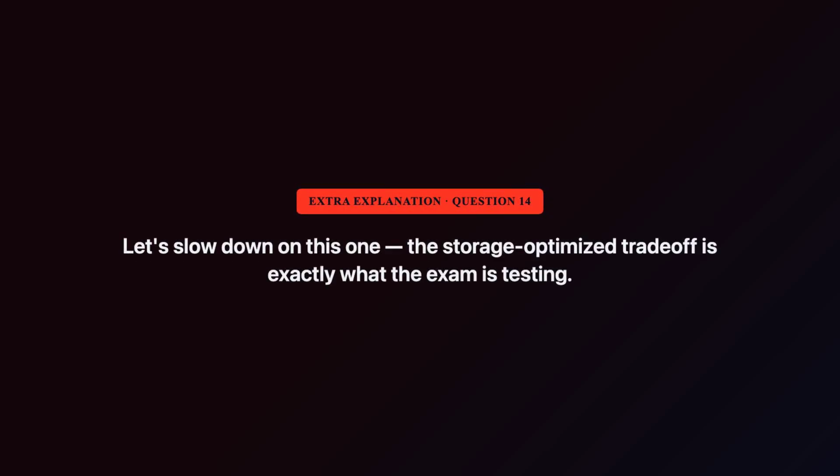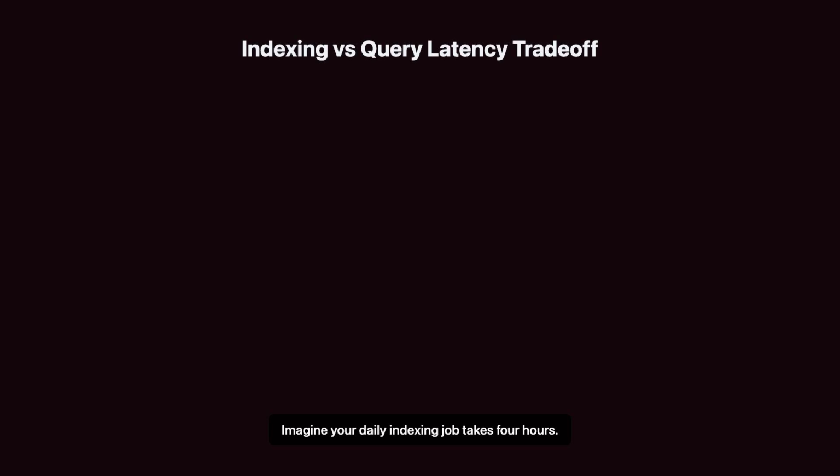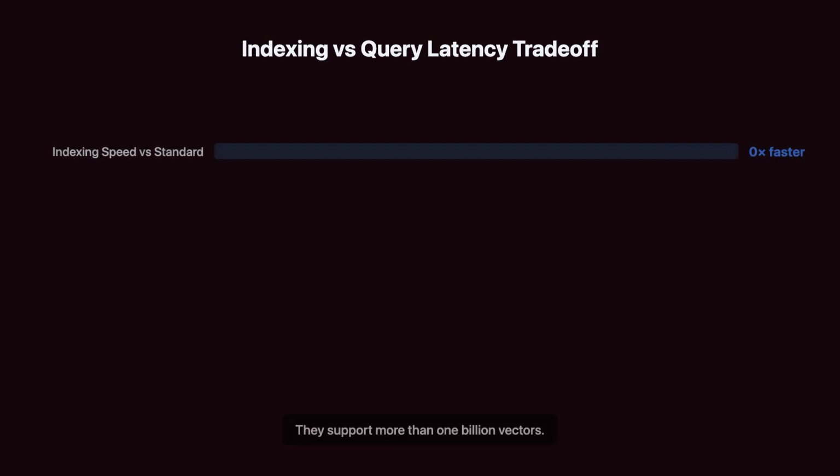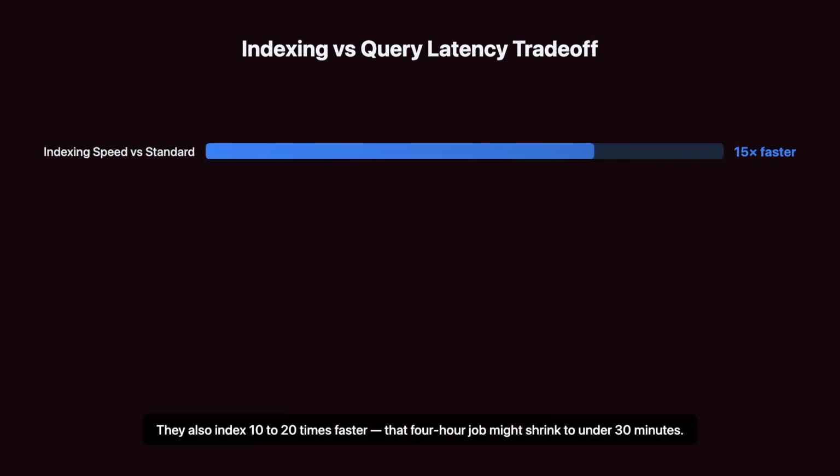Let's slow down on this one. The storage-optimized trade-off is exactly what the exam is testing. Imagine your daily indexing job takes 4 hours. That's the situation at Helix Genomics, 1.4 billion molecular vectors to resync every day. Standard endpoints get slow at that scale. Storage-optimized endpoints fix this. They support more than 1 billion vectors. They also index 10 to 20 times faster.